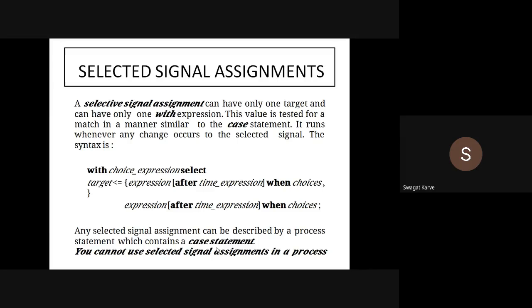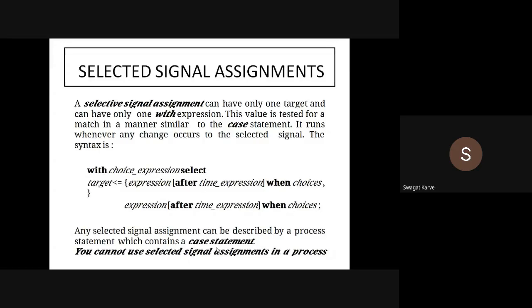Okay. Now next type we will discuss is selected signal assignment statement. Now again, what do you mean by this selected signal assignment statement? A selective signal assignment can have only one target and can have only one with expression. This value is tested for a match in a manner similar to the case statement. This means the selected signal assignment will have also one target and one with expression, but it will behave or it will act as a case statement that we have discussed in a sequential statement part.